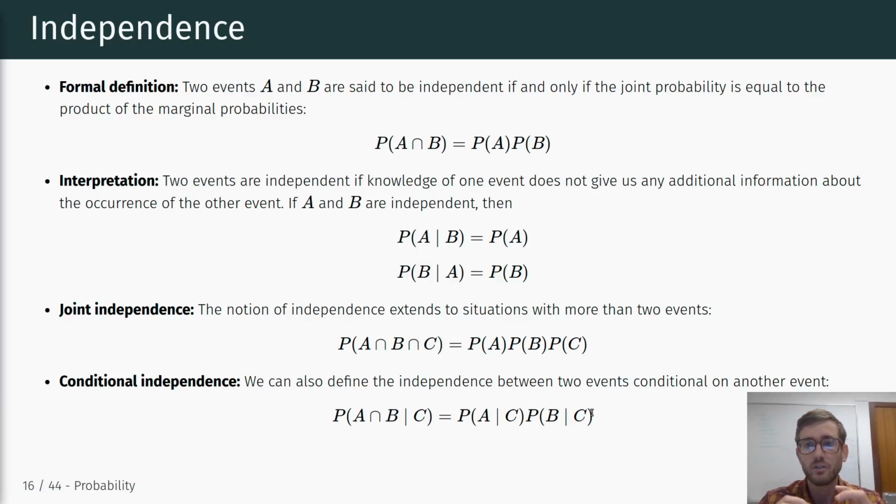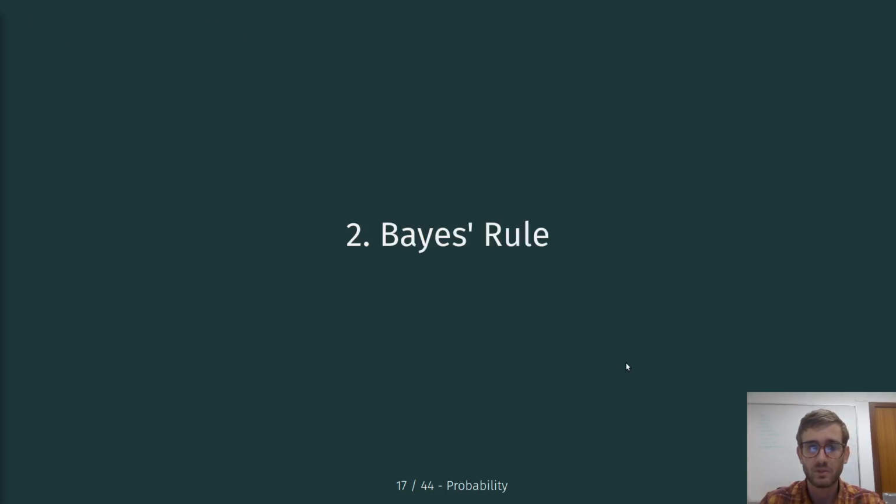Okay. Note also that joint independence implies pairwise independence as well as conditional independence, but the opposite is not necessarily true. Okay. All right, now we covered all the basic concepts in probability theory to move on to some of the important theorems. Particularly in the next video, I'm going to talk about Bayes' rule.